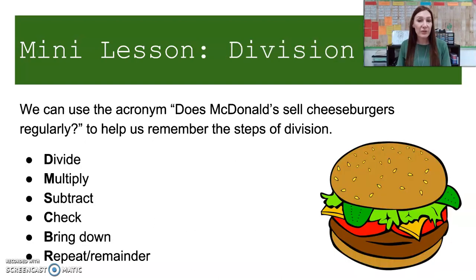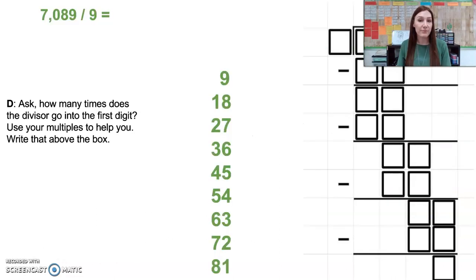So we're going to use this acronym, Does McDonald's Sell Cheeseburgers Regularly, to help us remember the steps of division. D is for divide, M is for multiply, S is for subtract, C is for check, B is for bring down, and R is for repeat or remainder.